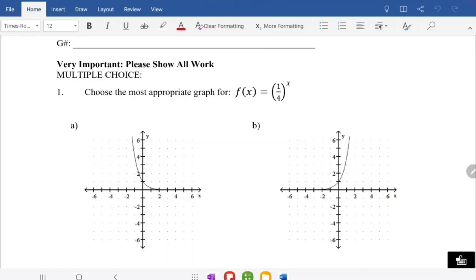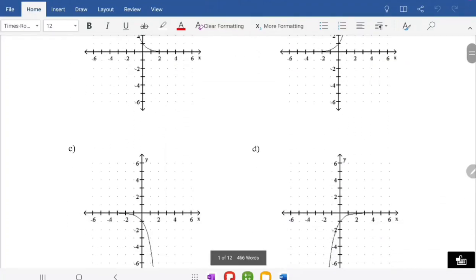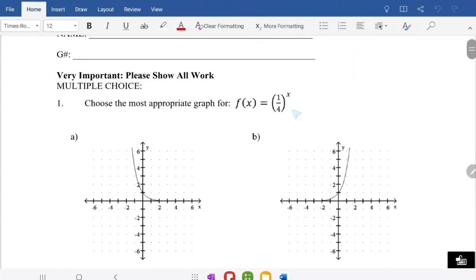Now, we'll do the multiple choice section first. The first question says, choose the most appropriate graph for f of x equals 1 divided by 4, the whole fraction raised to the power x. Okay, so we have a choice of 4 graphs given to us, and we see that this is an exponential function.